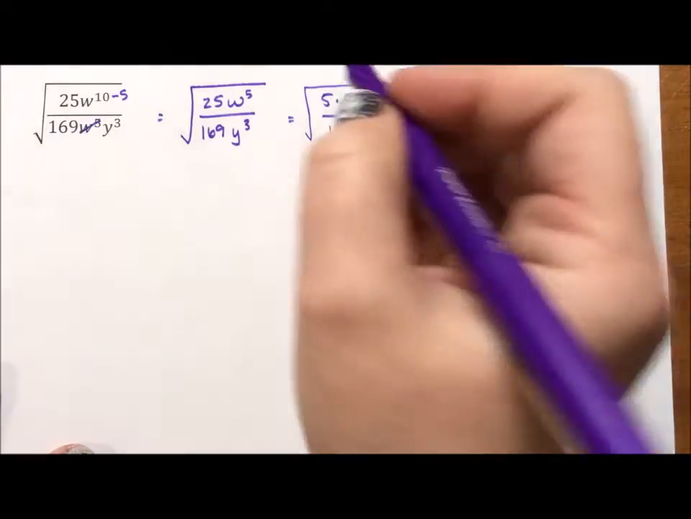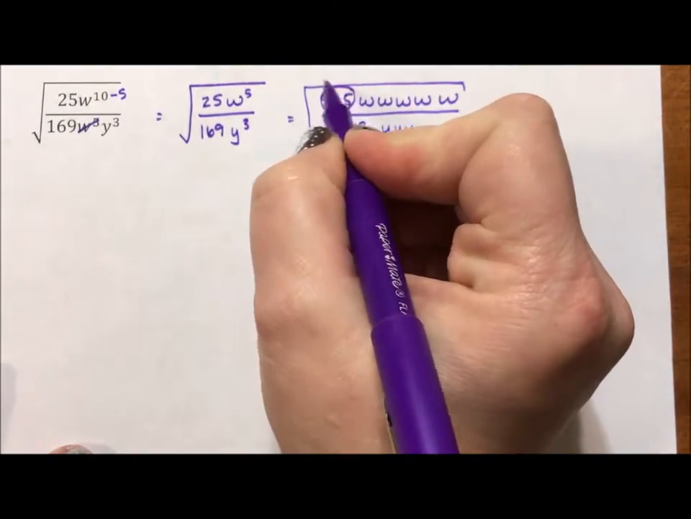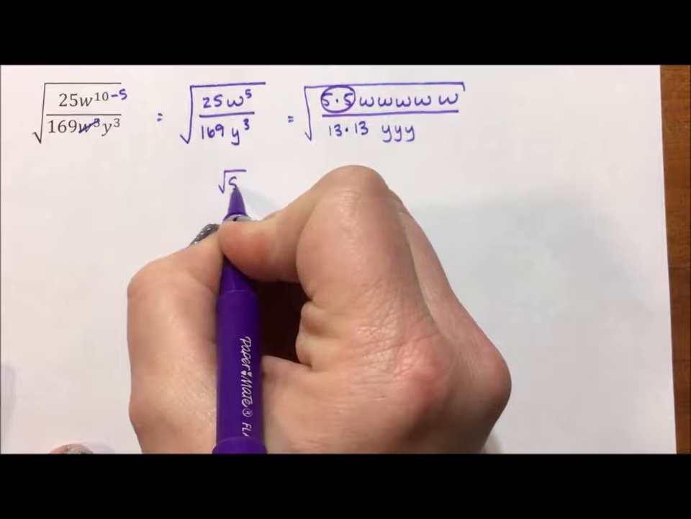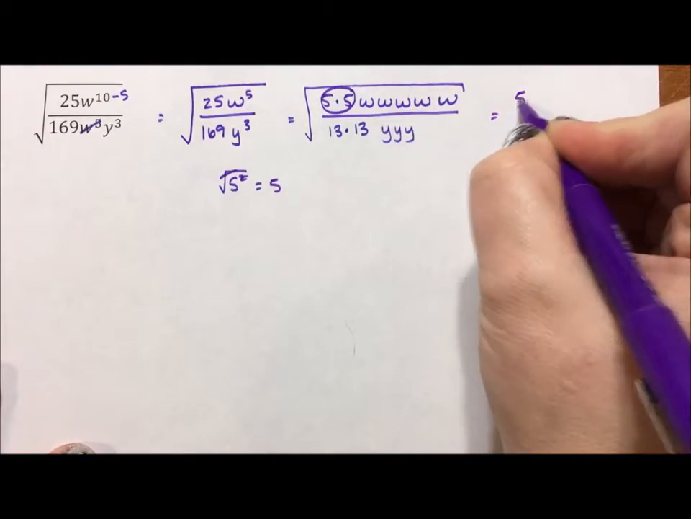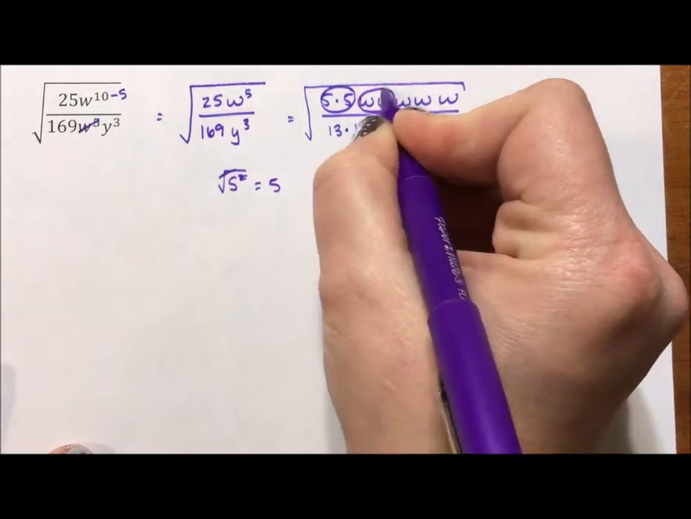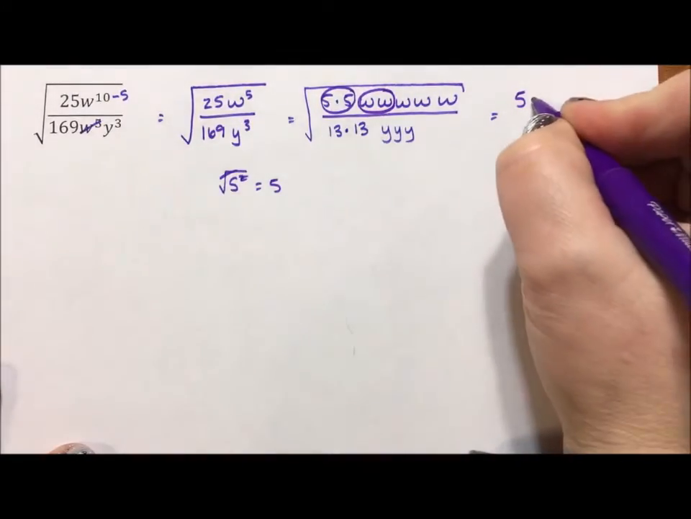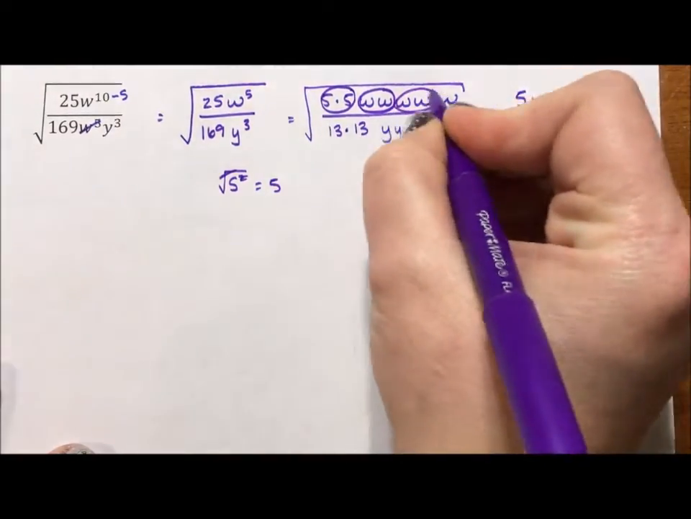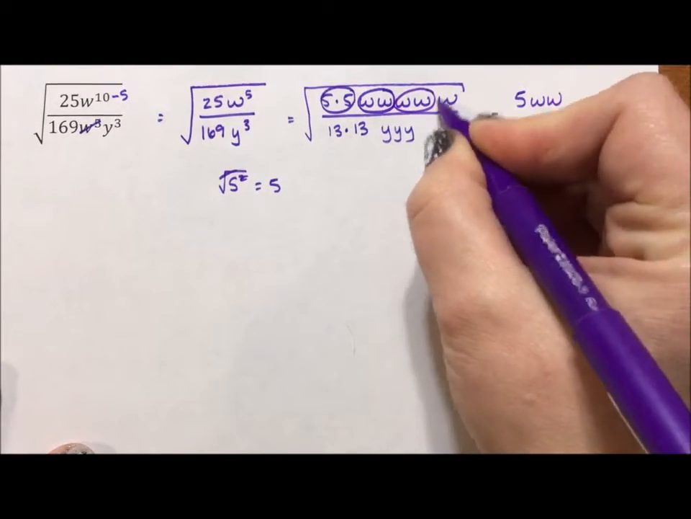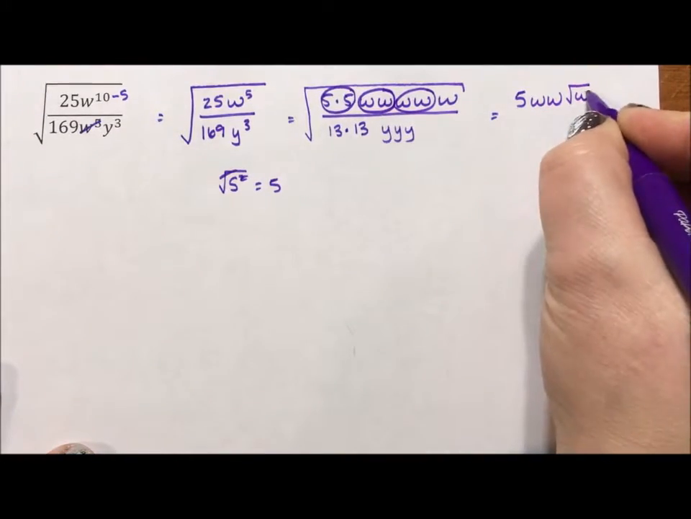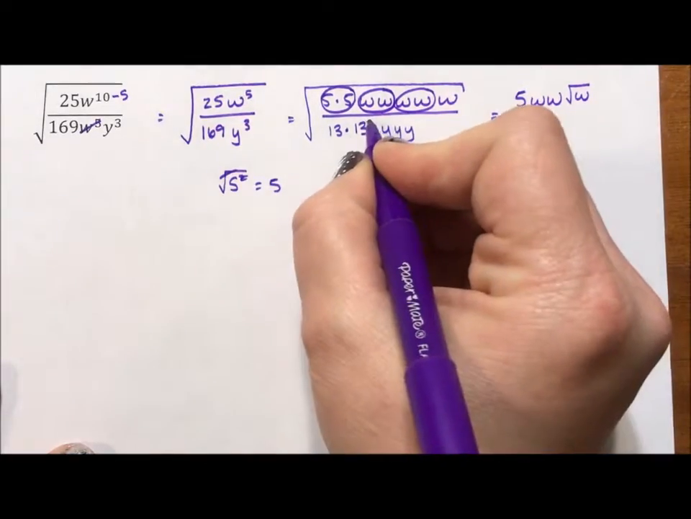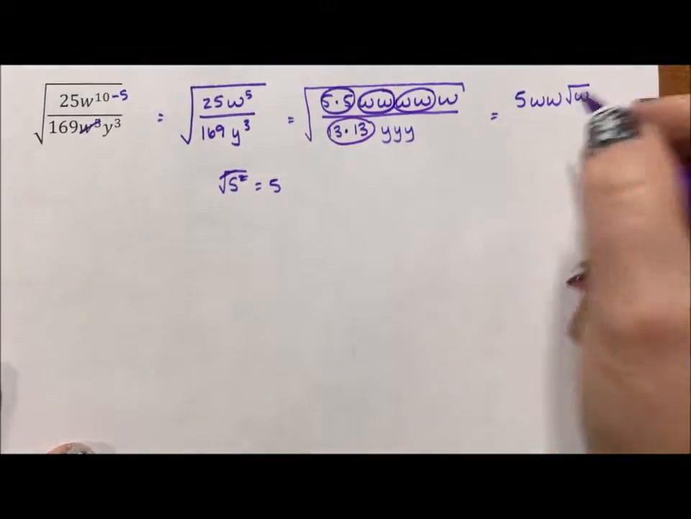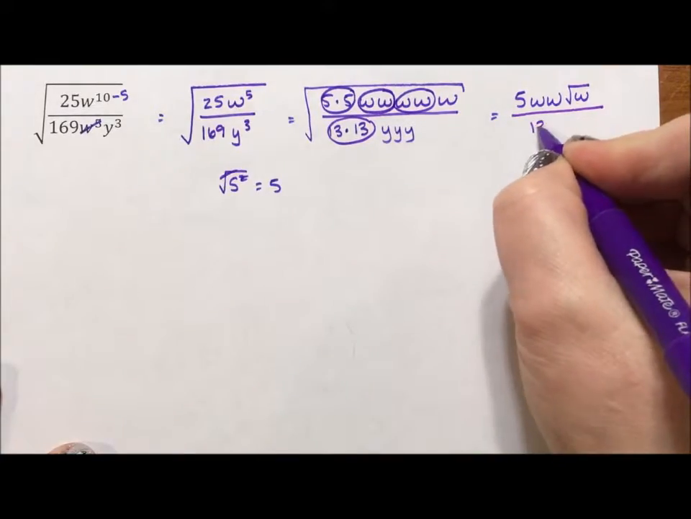5 times 5 is 5 squared, and the square root of 5 squared is 5. W times w is w squared, and the square root of w squared is w. This w doesn't have a partner, so it stays under the square root. Don't worry, you can just write it in the numerator. Square root of 13 times 13 is 13.